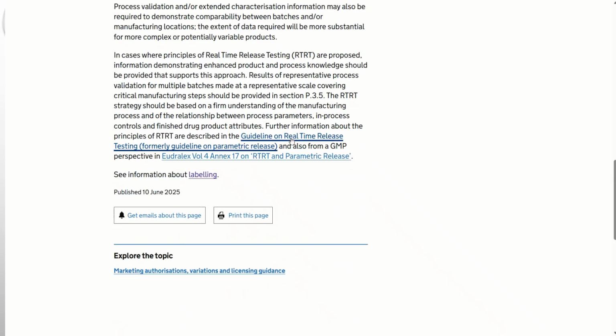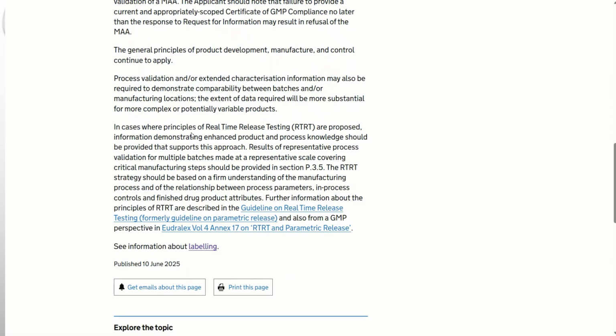Here they're talking about real-time release testing, because obviously if one of the critical issues is regarding the stability of the product, then you would be more inclined to do real-time release testing as opposed to the confirmatory testing, and perhaps some testing after administration to the patient.